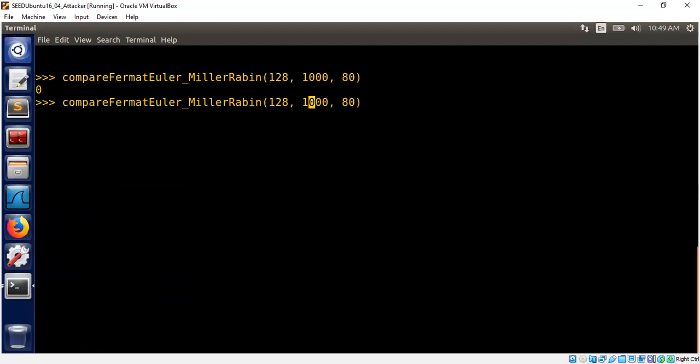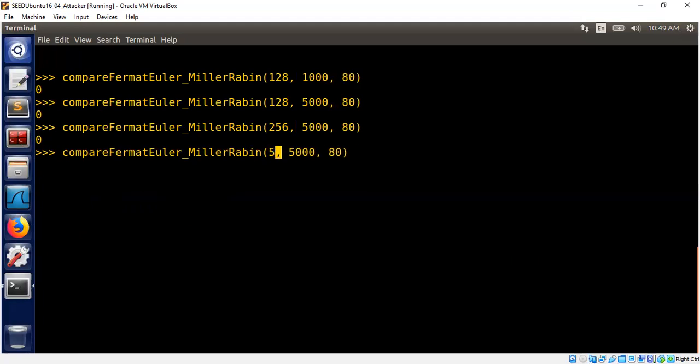Let's increase the number of test cases to 5,000. No difference again. Let's increase the bit size to 256. No difference again. Let's increase the bit size to 512. And in the interest of time, let me decrease the 5,000 tests to only 2,000 random numbers. Okay, so it's going to take some time, but not much. It's going to come back quickly. And remember that 80 stands for the number of attempts you would like to try. We talked about it during the previous segments.